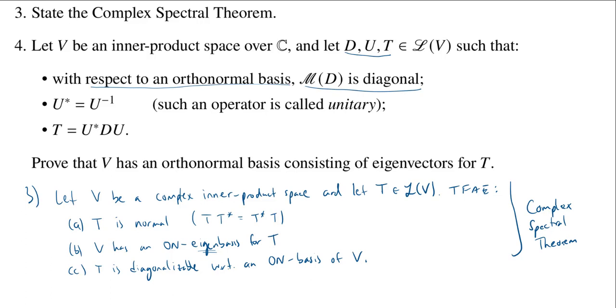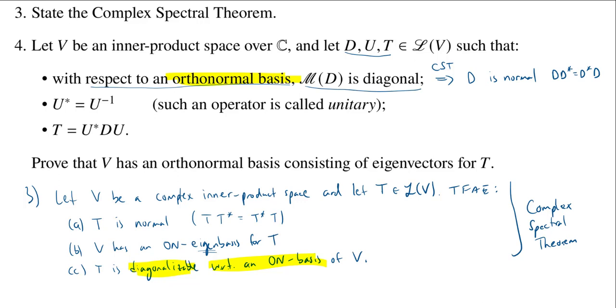Let's go back to our complex spectral theorem. If we know we have a matrix which is diagonal, then that means that our operator is diagonalizable. And with respect to an orthonormal basis, and hey, look at that, with respect to an orthonormal basis. So this already, by the complex spectral theorem, tells us that D is normal. So we know that D star D is equal to D D star. What do we have next?